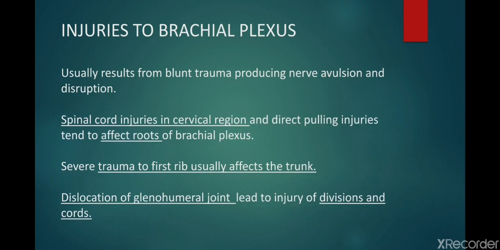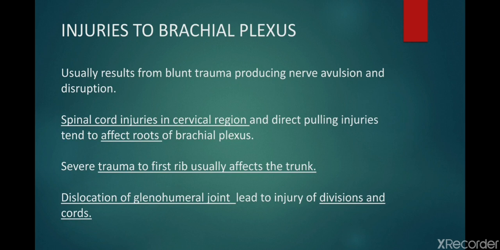Now here the important points I'll be just stating is, you know that the brachial plexus has roots, trunks, cords and divisions, right? So there can be damage to the roots. And how does damage to the roots occur? If there is spinal cord injury in the cervical region, okay, and if there is direct pulling injury, okay, so we told that the roots are in the neck. So any injury in the cervical region, spinal injury, direct pulling injuries, they'll cause damage to the roots.